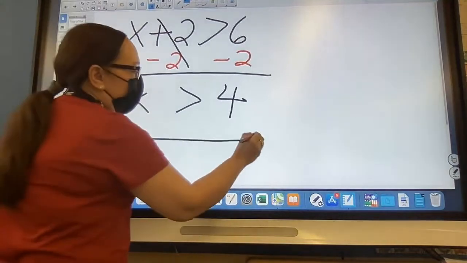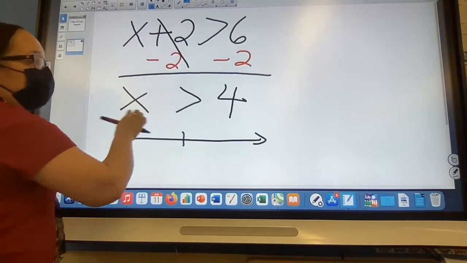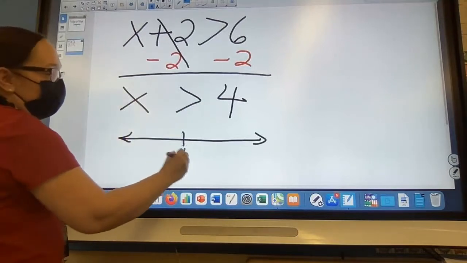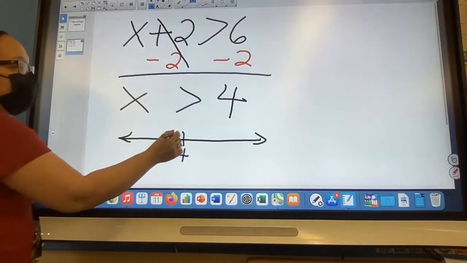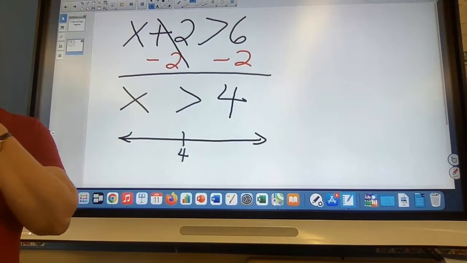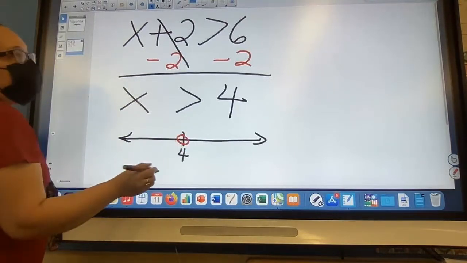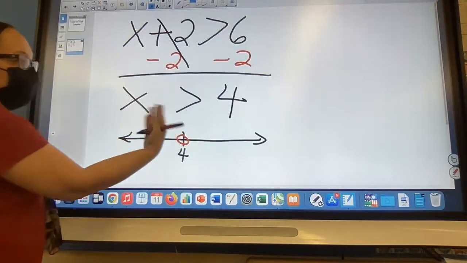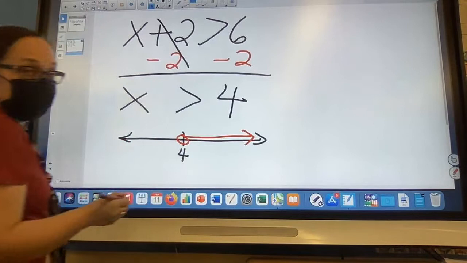So with this, we could graph. We always have to start where that inequality is. You start at 4. So if I'm going to graph this, should my dot be closed or open? Open. Yes, it should be open. Should I go to the right or should I go to the left? To the right.